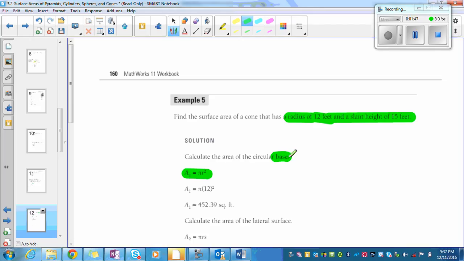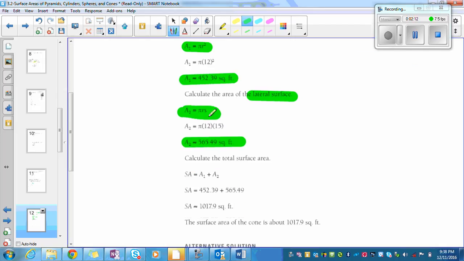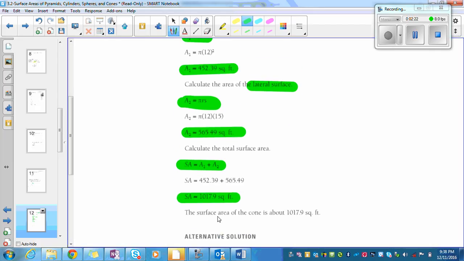So we find the area of the base, pi r squared. Pi times 12 squared gives us 452.39 square feet. The lateral surface, that's that new formula we learned, pi rs. Area is equal to pi times 12 times 15. That gives me 565.49. Surface area is base plus lateral surface, area 1 plus area 2, gives us a surface area approximate to 1,017.9 square feet.